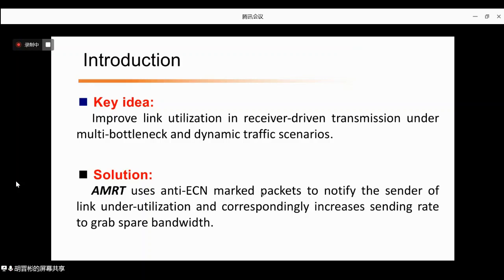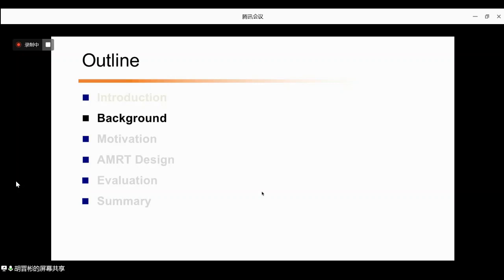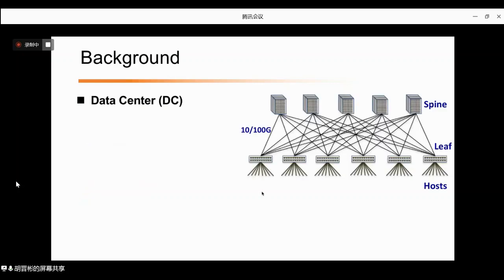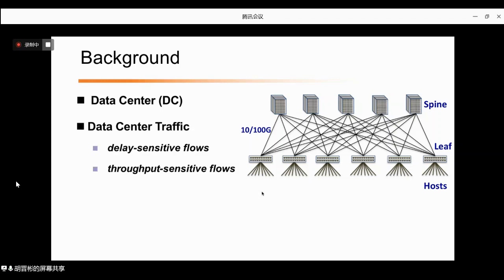Let me explain more about the background of data center. Modern data centers are the core infrastructure to support many cloud applications, such as web search, data mining, social networking, and retail. They generate delay-sensitive flows and throughput-sensitive flows. Lots of online service providers like Google and Amazon want to obtain better user experience and financial revenue. So how to achieve low latency and high throughput becomes a crucially important issue.